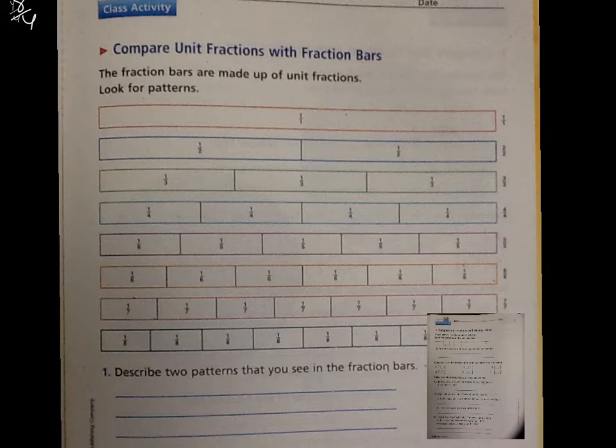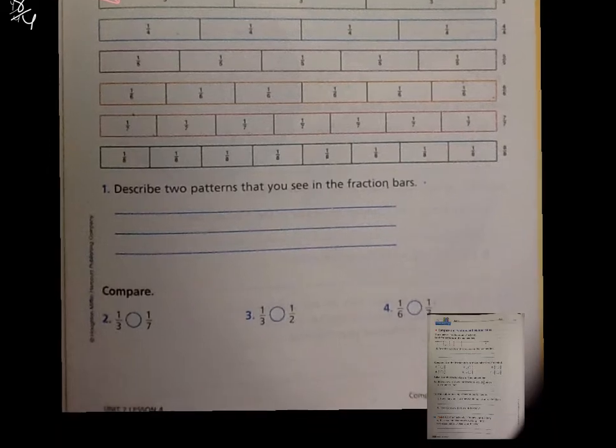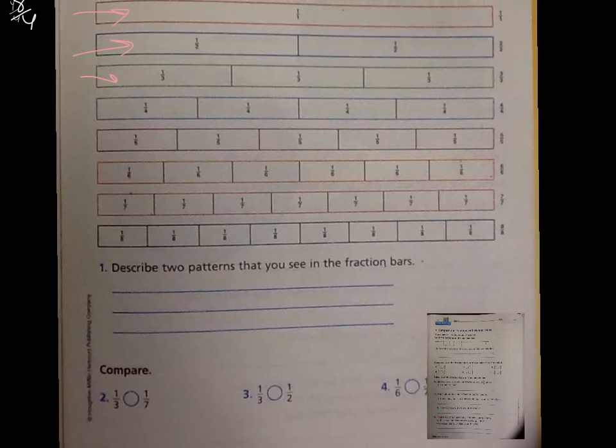The second one, the denominator is a 2. So the unit fraction is 1 out of 2, which is 1/2. So that tells you that the whole is in 2 equal pieces. Then you have 1/3. 1/3, same thing. One piece of the 3 it's been broken into. As you continue going down, you have 1/4, 1/5, 1/6, 1/7, 1/8. It says describe 2 patterns that you see in the fraction bars.